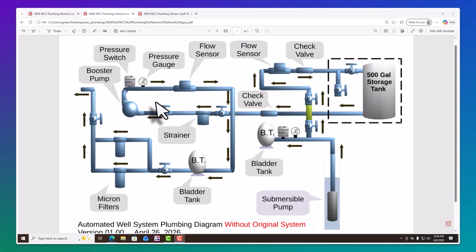All right, so strainer to strainer, through a booster pump. It's got its own pressure switch. The pressure switch is monitoring the amount of pressure that's in this bladder tank here. So the pressure switch, the flow sensor, the bladder tank, 2-micron filters, and into the house.